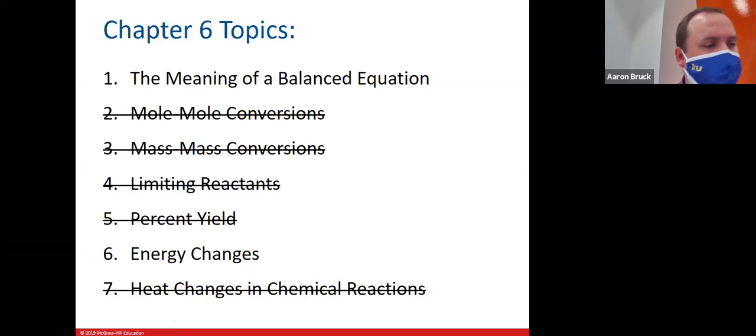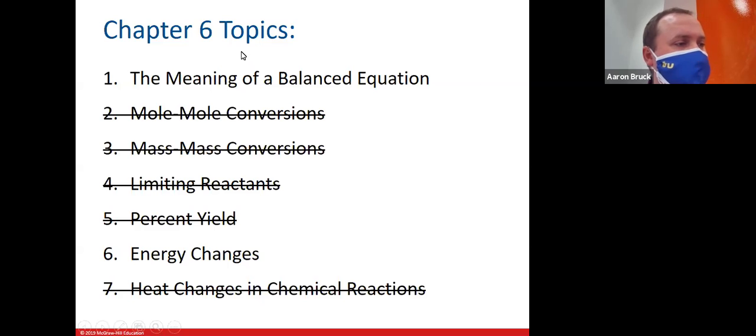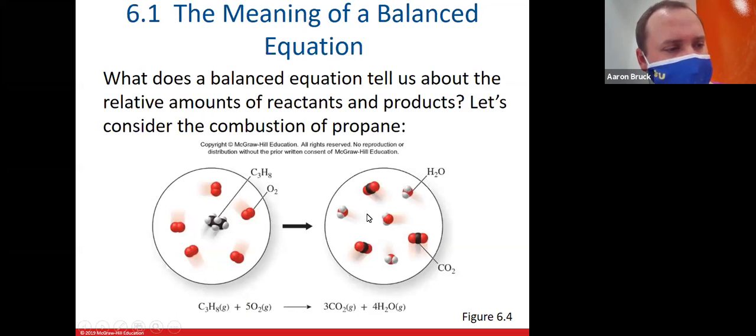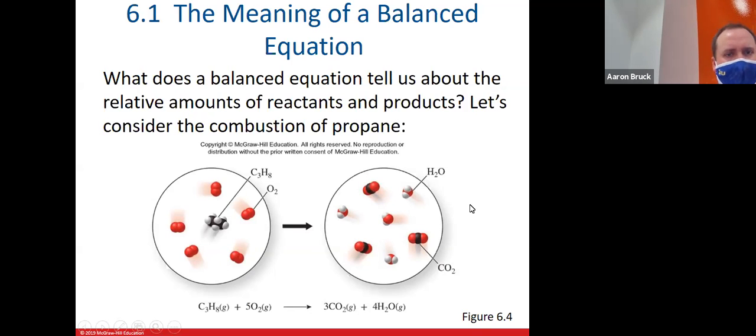So out of chapter 6 here, we're only going to be covering 6.1 and 6.6. Now out of 6.1, we've talked a good bit about this already. Why do we balance equations? What is the purpose of balancing the equations?